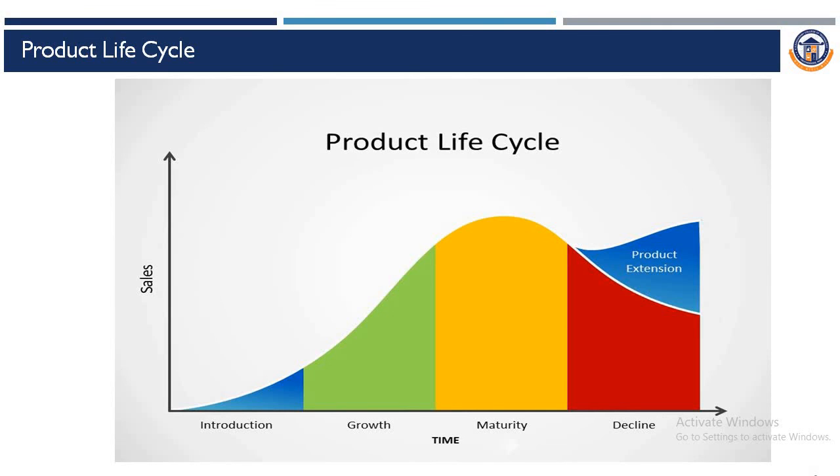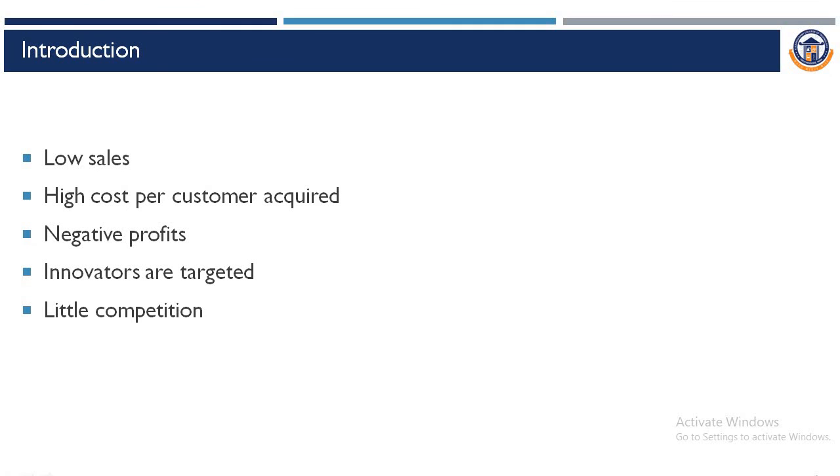This is a pictorial representation of a product life cycle. You can see that during the introduction stage, the sales are very low. Then it starts picking up during the growth stage, it is maximized in the maturity stage, and it goes down in the decline stage. Hope you understand this. This is a graphical representation of a product life cycle. Let's see the introduction stage.